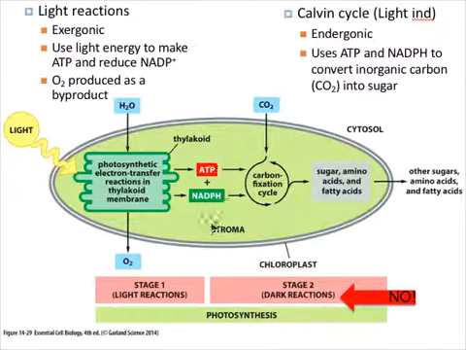The ATP and the NADPH that we're going to have made during the light reactions is going to be utilized in the Calvin cycle, or what's called the carbon fixation cycle. Here's where we're going to undergo a very endergonic reaction, and it's going to utilize pretty significant amounts of ATP and NADPH, and it's going to convert inorganic carbon in the form of carbon dioxide into sugar.